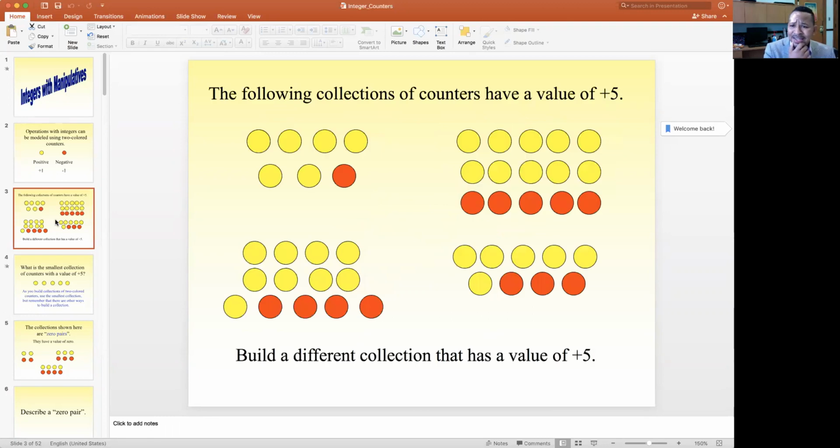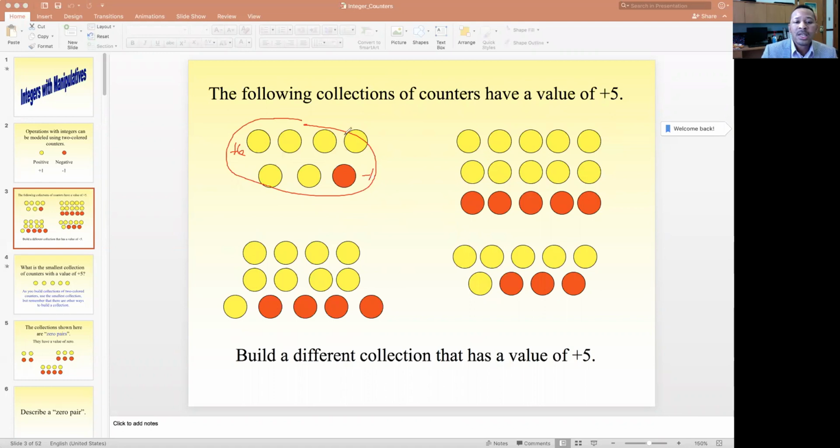So let's look at an example. In this very first example here, we have 6 yellow counters and 1 red counter. So 6 yellow counters would represent positive 6. The 1 red counter would represent negative 1. So we want to see if this actually has a value of positive 5.